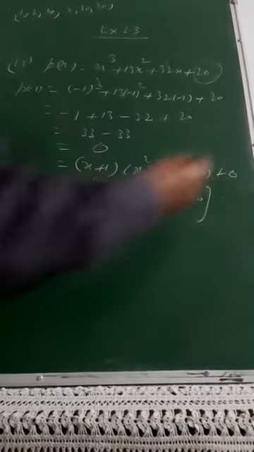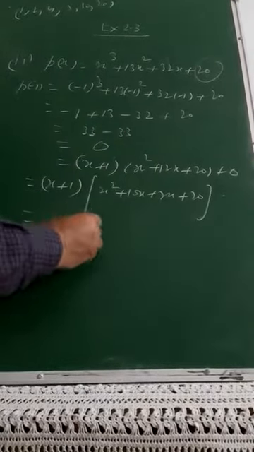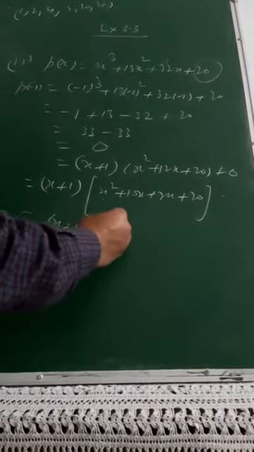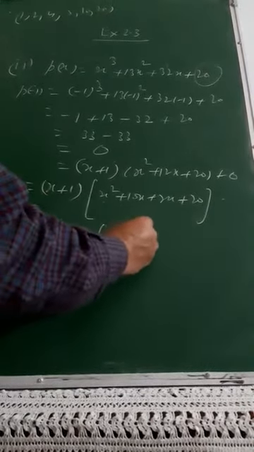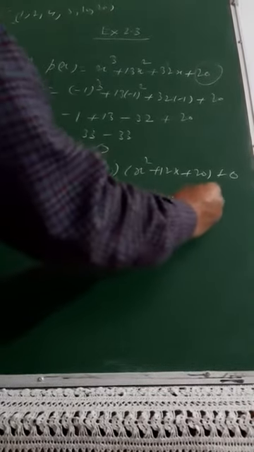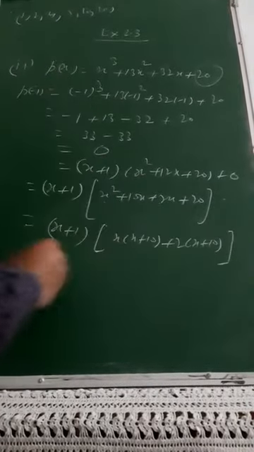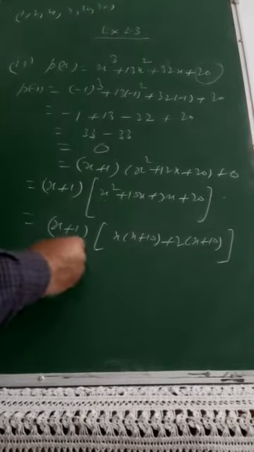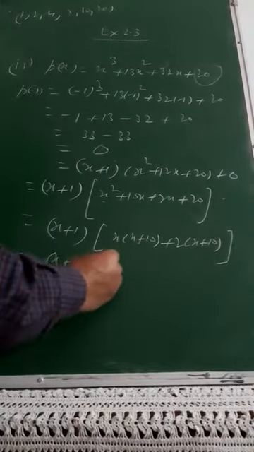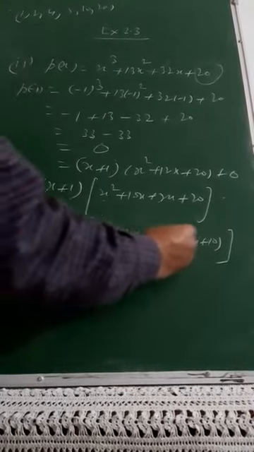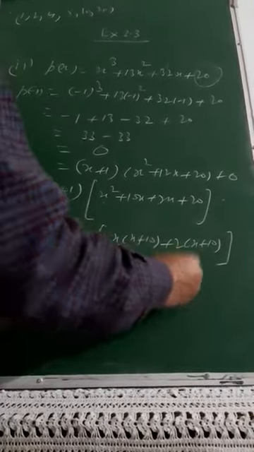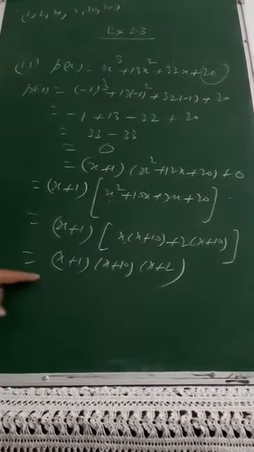There is no need to write plus 0. Then it is x plus 1. In the first two terms you can take x common, it is x plus 10. In the last two you can take 2 common, again it is x plus 10. Close the bracket. Finally you are left with x plus 1. x plus 10 is common, write x plus 10, and you are left with x plus 2. So your factors are there.